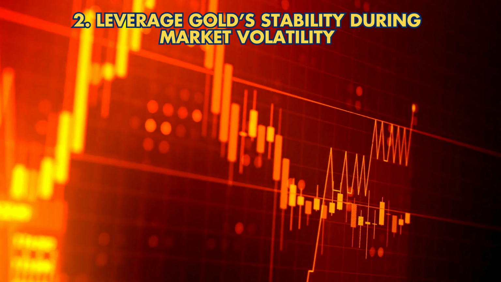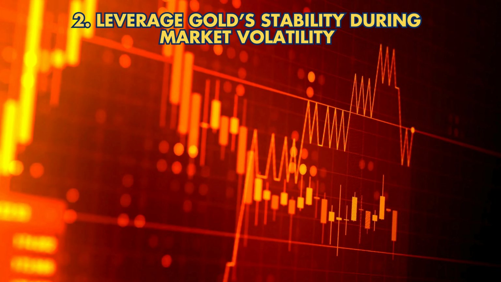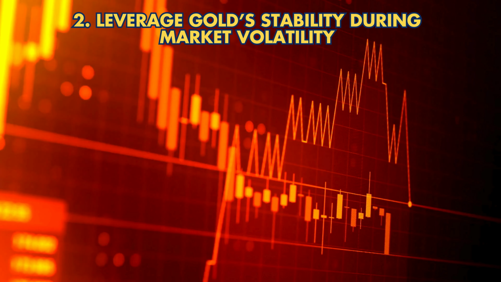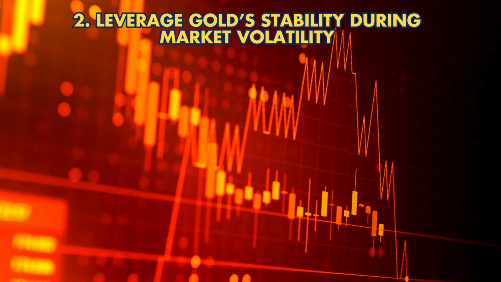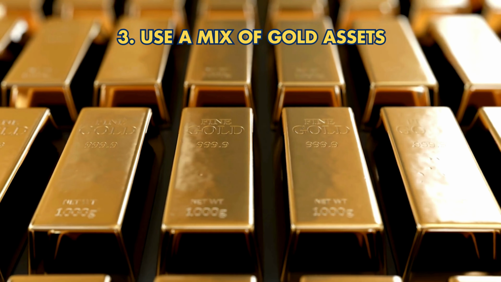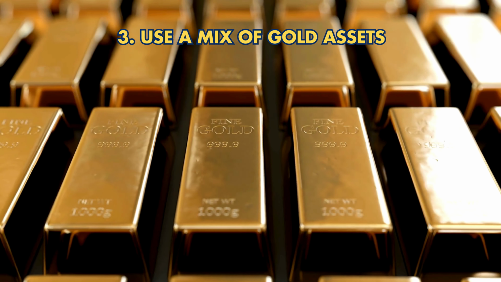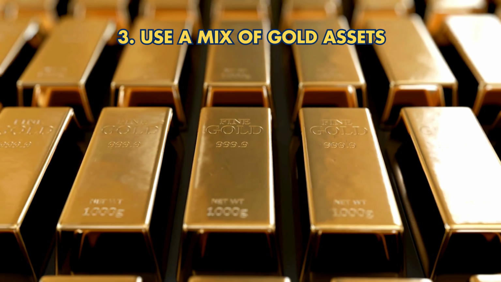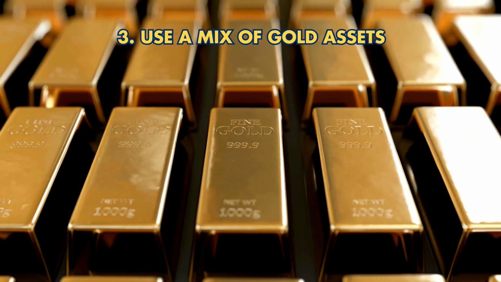2. Leverage gold's stability during market volatility. Gold often performs inversely to stocks, offering stability during market fluctuations. 3. Use a mix of gold assets. Combine physical gold, bullion, coins, with gold-backed securities like ETFs for liquidity and diversification.